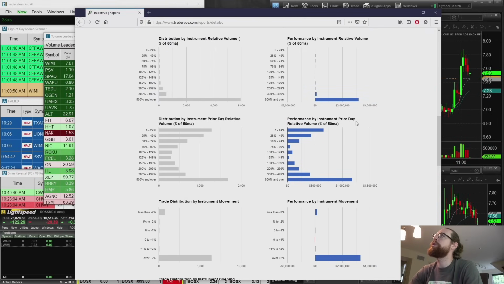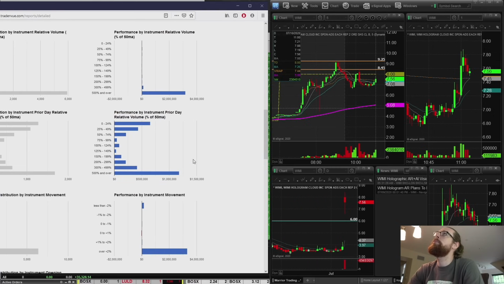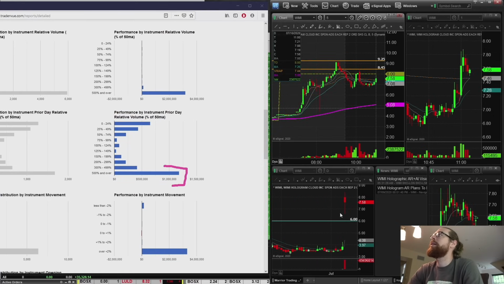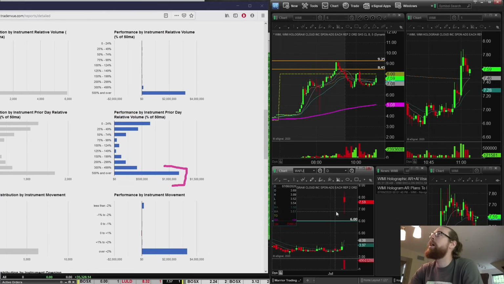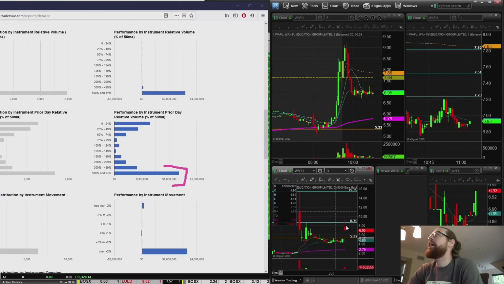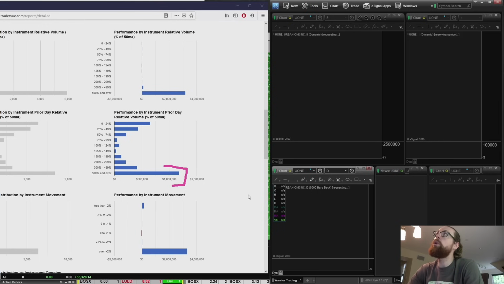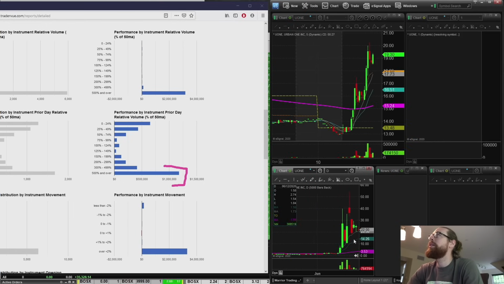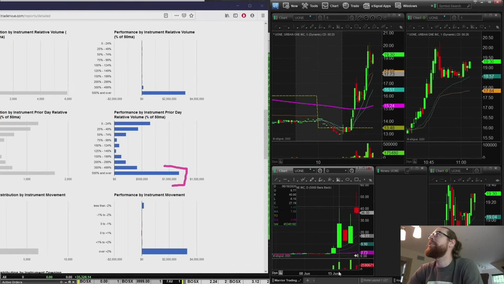Now, this is kind of interesting right here. This is performance by the prior day relative volume. What would you speculate would be the reason that we would see this kind of curve here? This is due to continuation. The majority of my profit is on stocks like WIMI or WAFU that have much higher volume than the previous day. However, a good portion is also on a stock like this, which would be continuation.